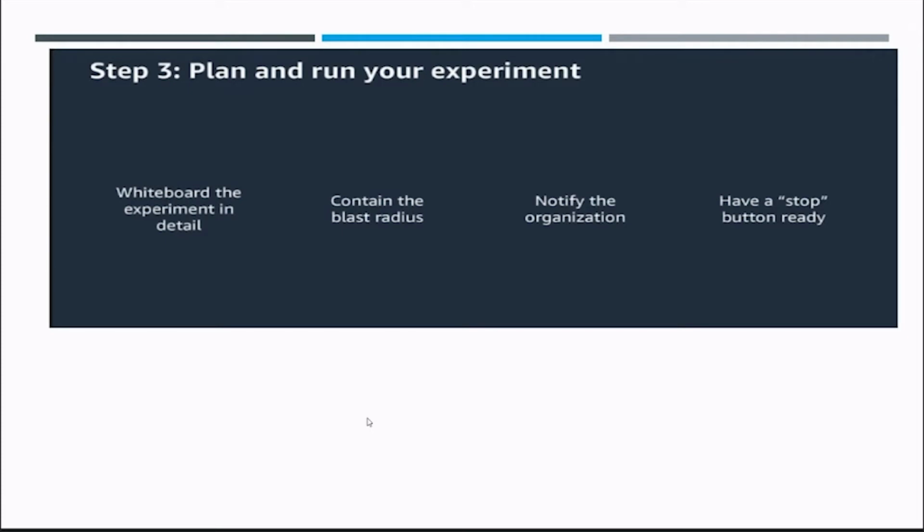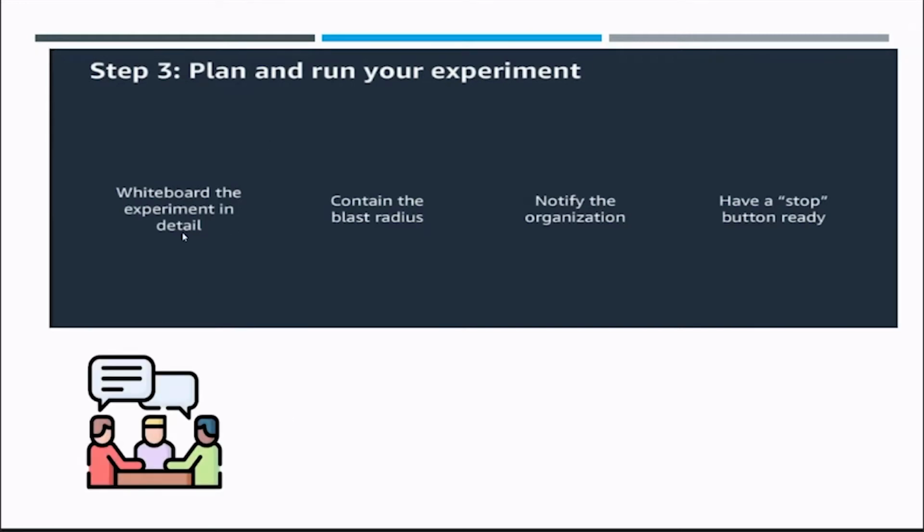Then the third step says plan and run your experiment. So now we know our steady state. We have built a hypothesis. Now we have to plan and run an experiment. For planning, you need to gather all the stakeholders, look at the architecture of your application, what is what, where we are going to inject the failure, or something like that. And then you have to contain the blast radius.